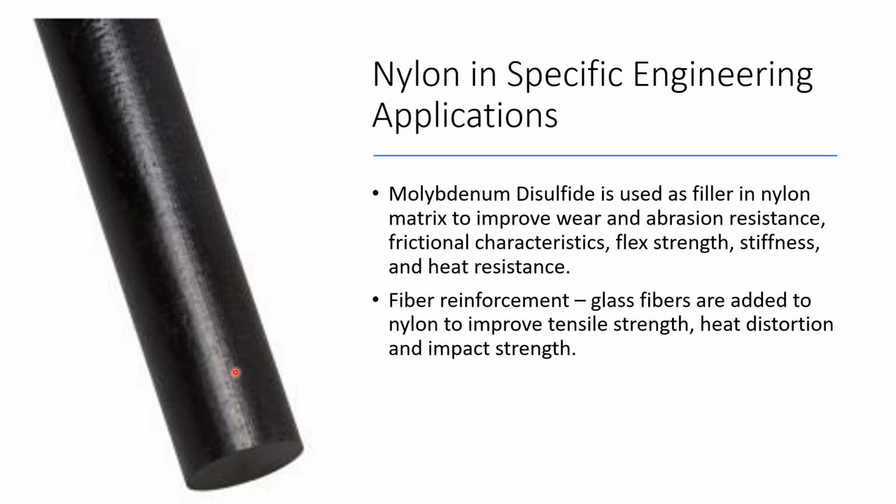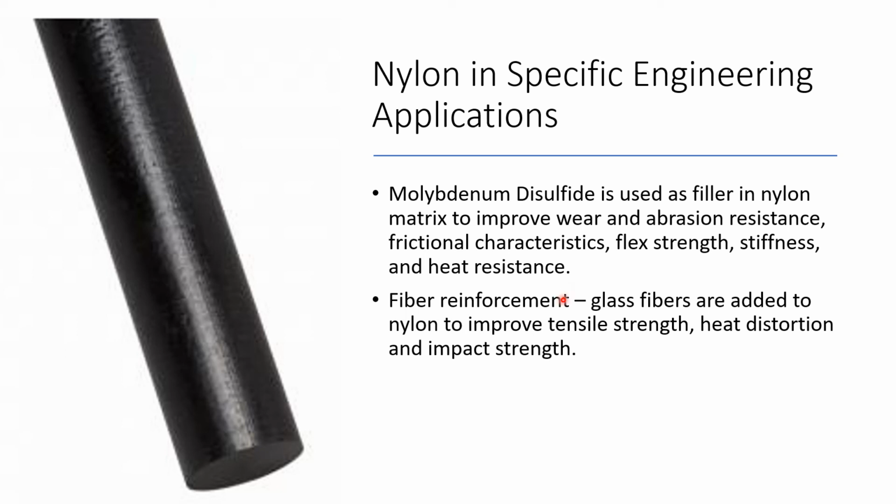Nylon. This is a nylon rod. So nylon in specific engineering applications, we can use nylon, right, by fiber reinforcement. It's just a specific engineering means we're putting something into the polymer. So if we put molybdenum disulfide as a filler in the nylon matrix, what we get is improved wear, abrasion resistance, frictional characteristics, flex strength and stiffness and heat resistance.